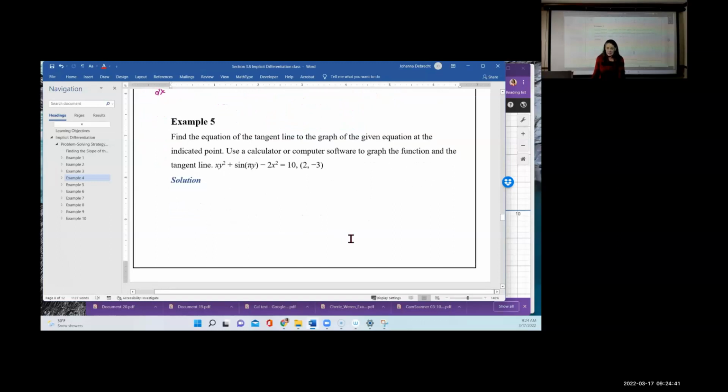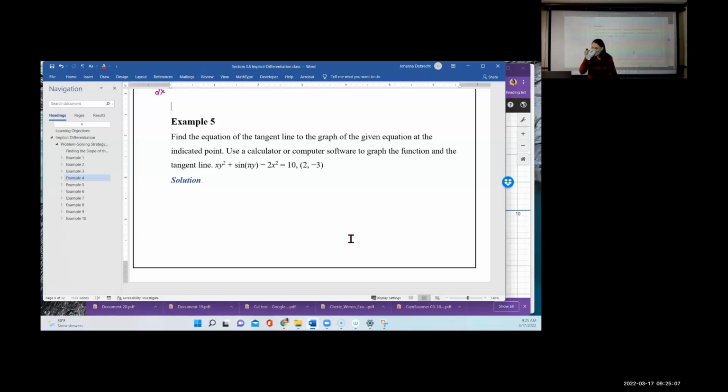I have a question. Yeah, go ahead. So we put dy dx every time we take the derivative of y, right? That's correct. You have a dy dx every time you take the derivative of y, because you're taking the derivative with respect to x, and y is not x. So the dy dx is always left behind.